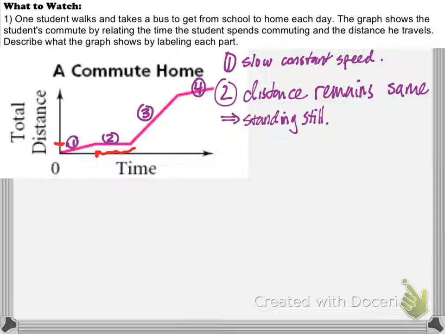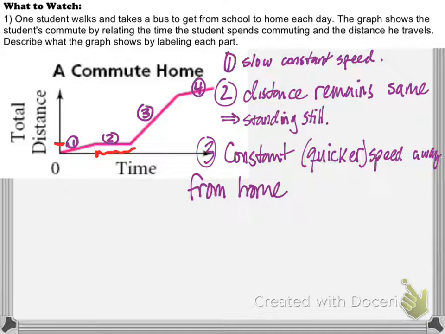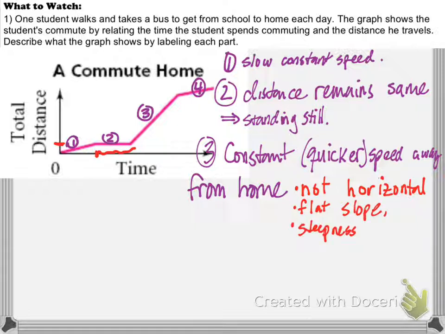And then zone 3 is you're on the bus and it's going at a decent constant speed, quicker than before, obviously quicker than walking because it's a steeper incline. And then later we have, so it's not horizontal. It's got a flat slope, which means it's a constant speed, and the steepness indicates how fast you're going.